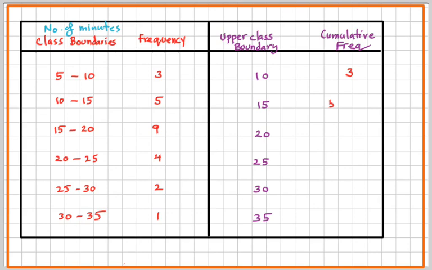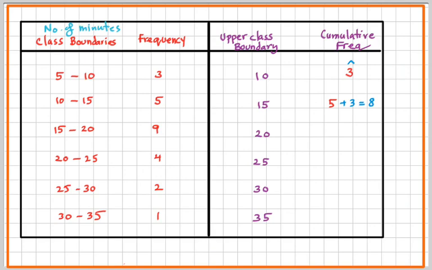For the next upper class boundary 15, it will be 5 belonging to the 10 to 15 group as well as the 3 belonging to the previous group. So therefore, that's where cumulative frequency comes in. You have to add it up. So 5 plus 3 is 8. That means lesser than 10 is 3. Lesser than 15 is 5 plus 3, which is 8. You are basically adding the previous frequencies.